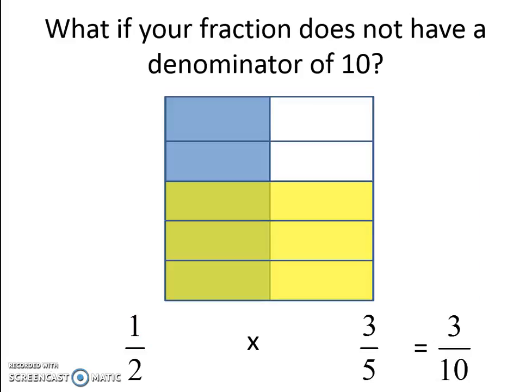Once again, I'm going to overlap them. And when I overlap them, I have 1, 2, 3, 4, 5, 6, 7, 8, 9, 10 pieces. So out of 10 pieces, how many have been overlapped? 1, 2, 3. That gives me my final answer of 3/10.